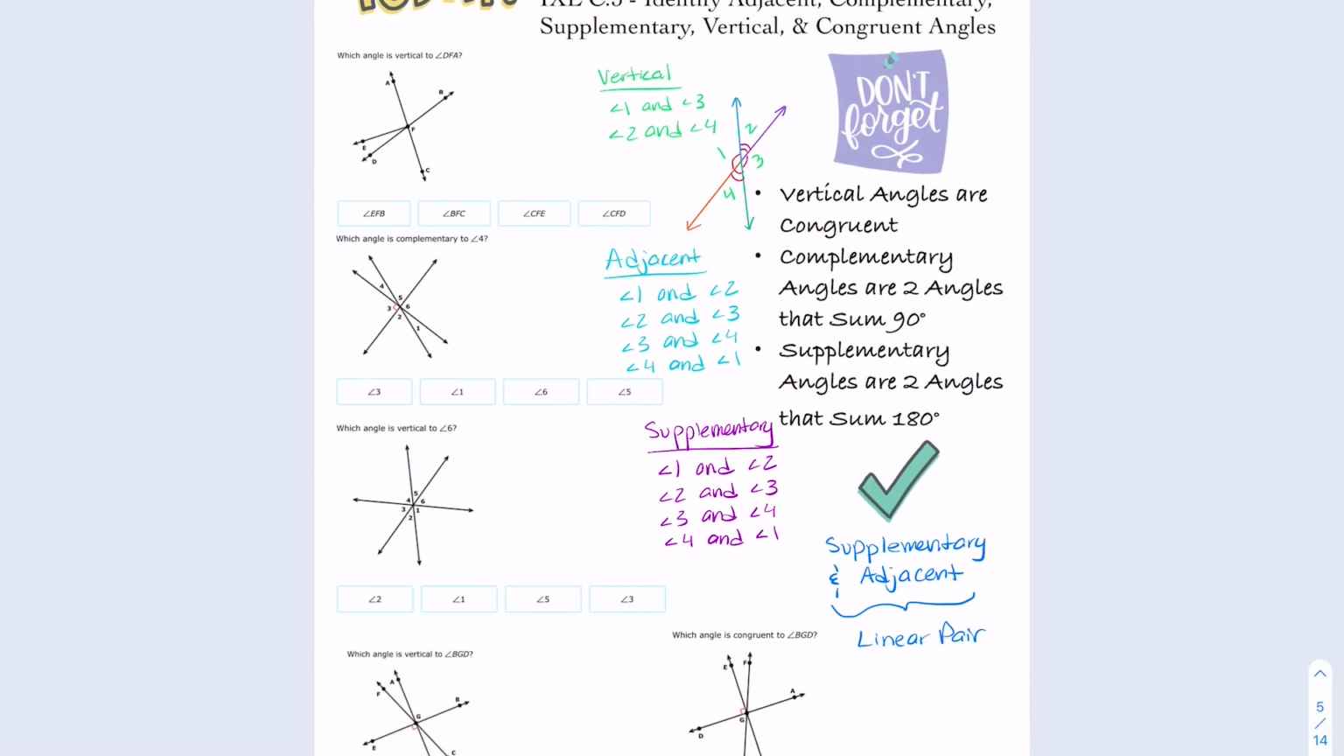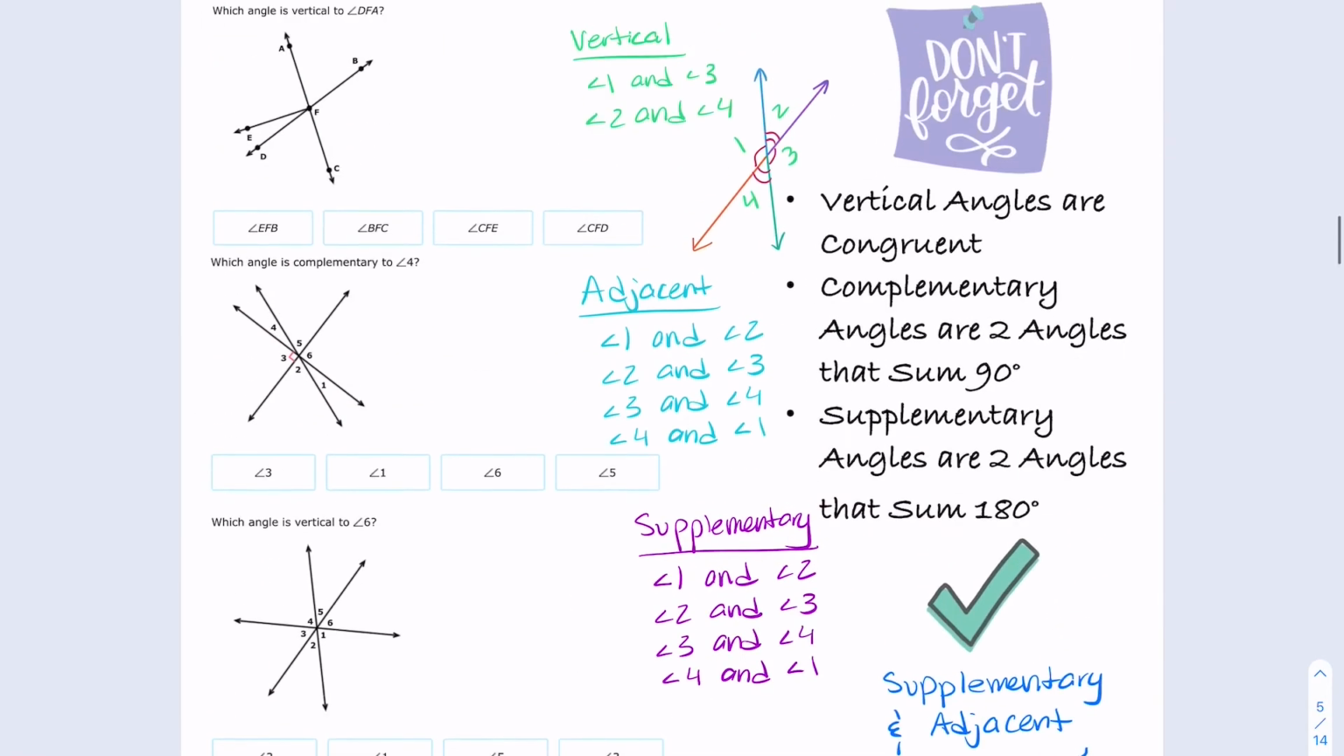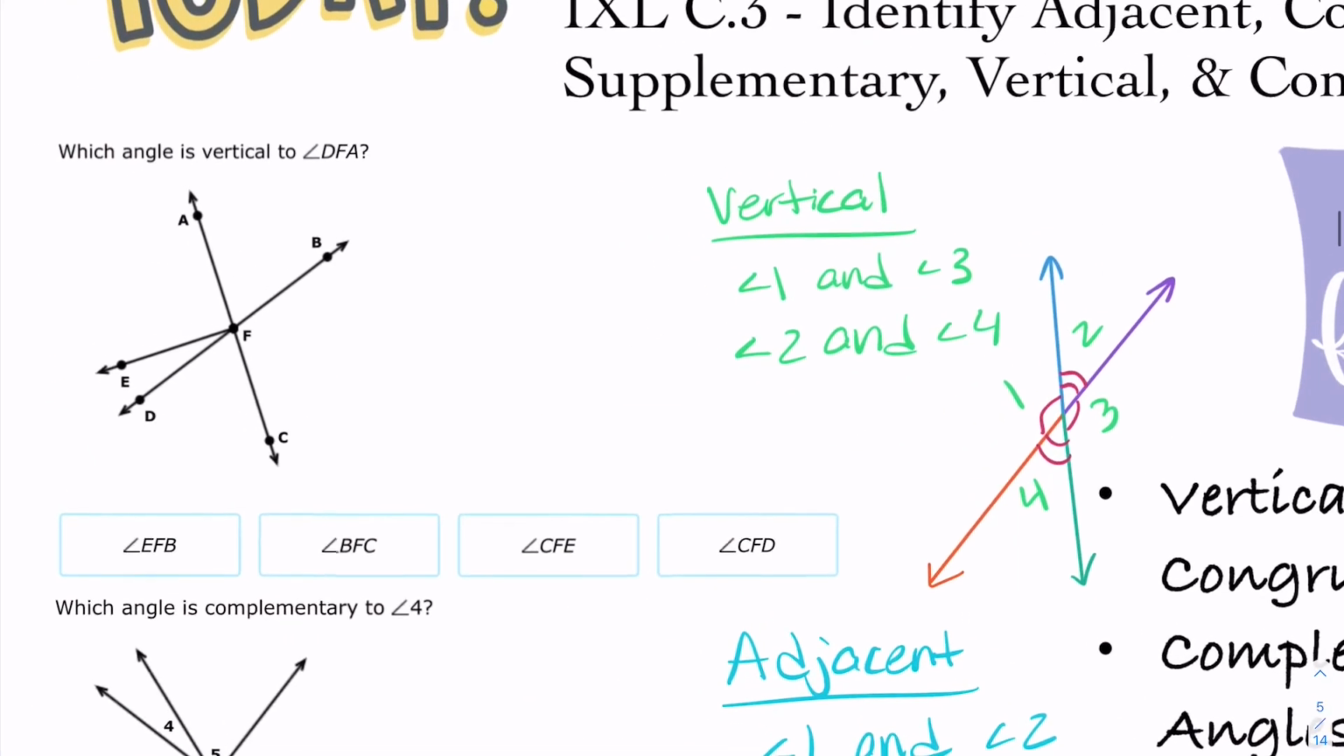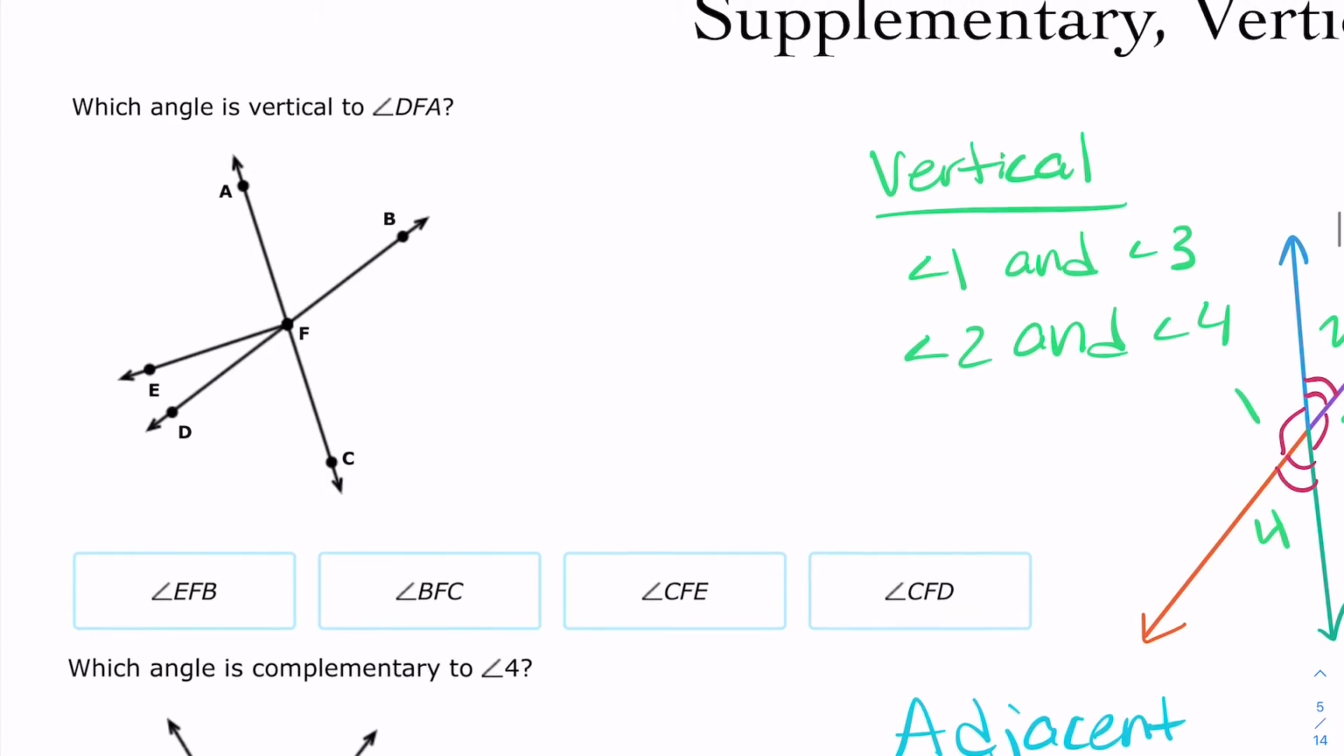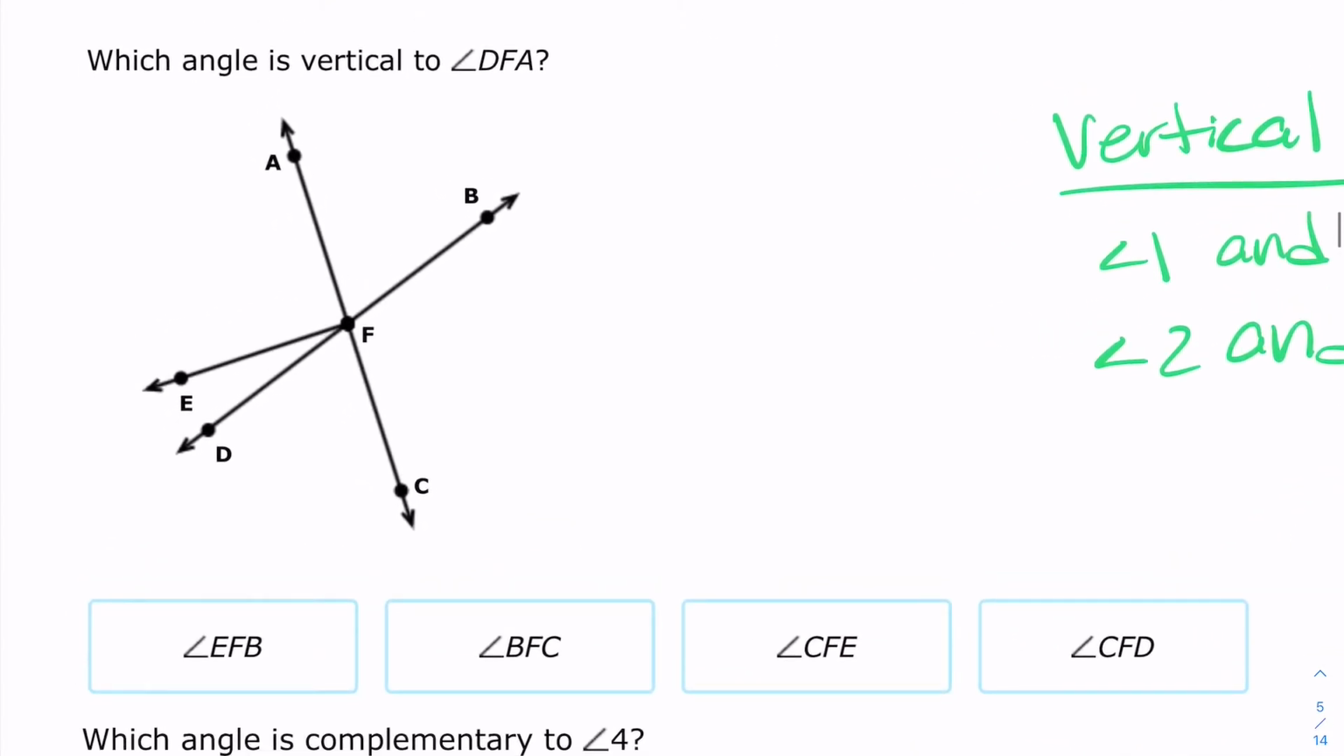That's a lot of vocabulary, but let's answer these questions now. So first one, it says, what angle is vertical to DFA? So here we have DFA. I'm going to mark DFA, and it goes all the way from here to here. DFA is this angle right here. It has E in it, but it's all of this right here.